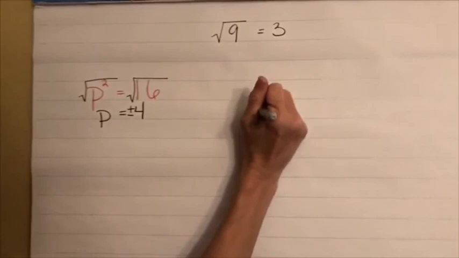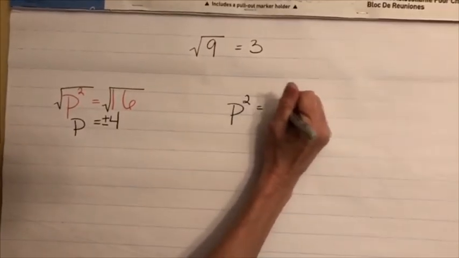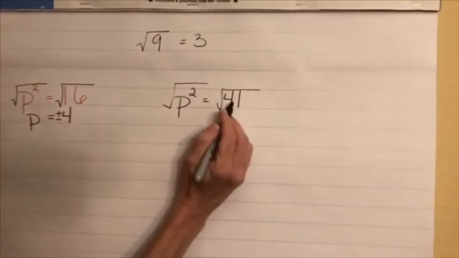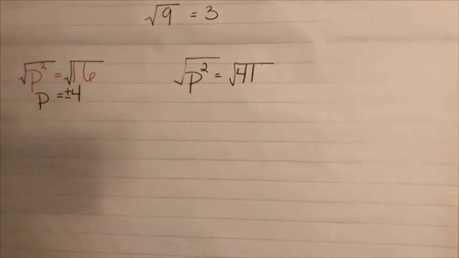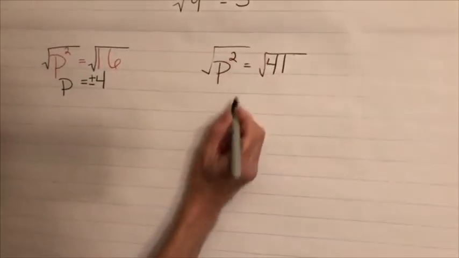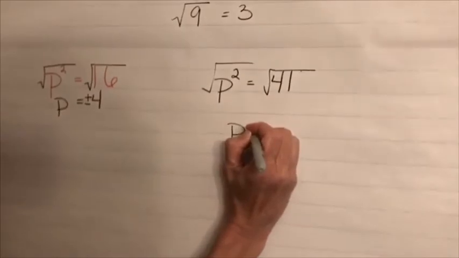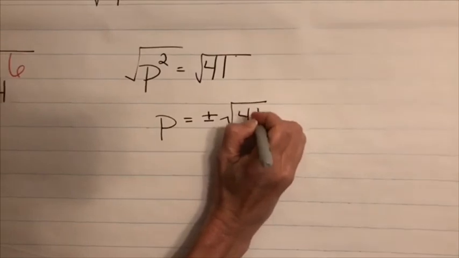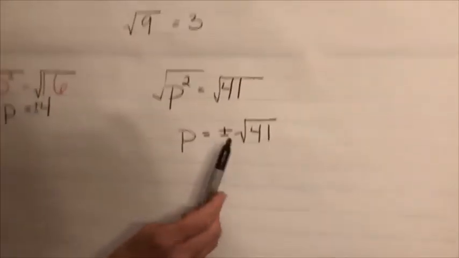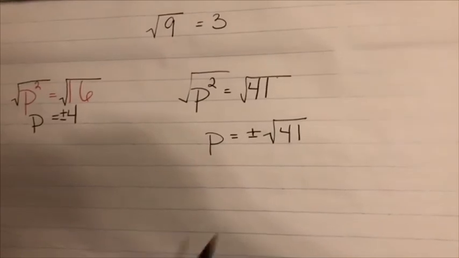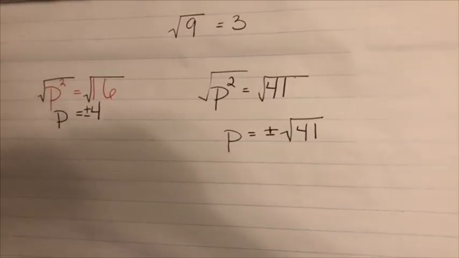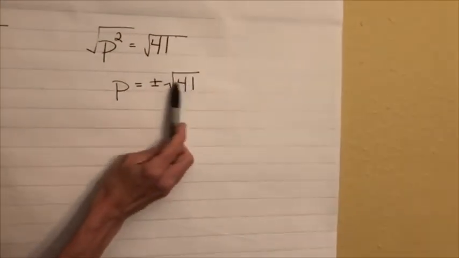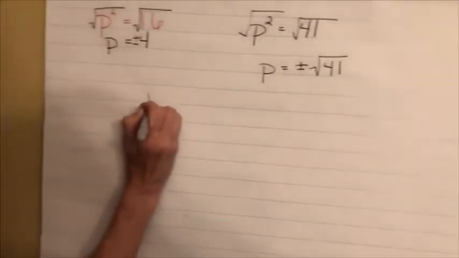But what if you have something like the next example, p squared equals 41? Well, you take the square root of both sides, and you could find that in a calculator, but since we are not using calculators in this class, we would just write that our answer is p equals plus or minus the square root of 41. Now, what if 41 could be simplified? 41 can't be simplified, but let's say that we did have a perfect square within this square root symbol. So let me give you an example.